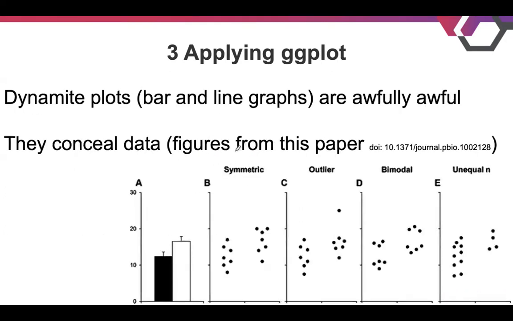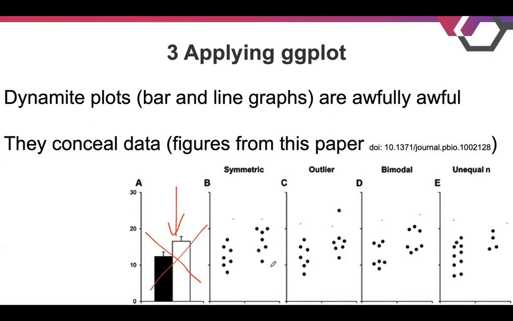Our issue with that is that we often see these bar plots, or dynamite plots as they're sometimes called, where we're just showing summary data, and this is uninformative. These two data sets, black and white, could be any of these distributions here. They could be very symmetric, they could have an outlier, they could be multimodal, they could have a very unequal sample size, and we don't know this from the first plot. So that's why these plots are really bad and always a bad option.